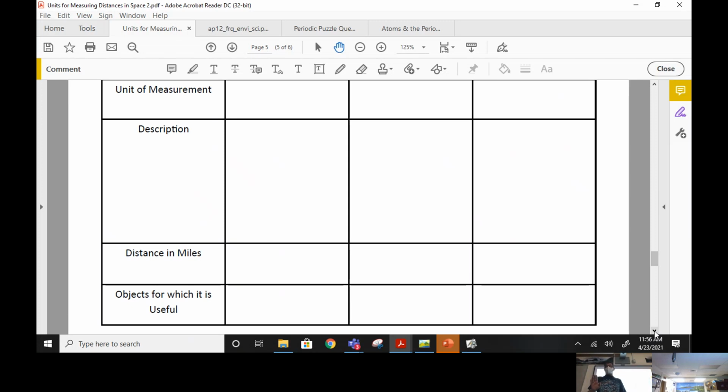One is for measuring the solar system, one is for measuring the galaxy, one is for measuring the universe. Remember, the solar system is just our sun and the planets around it. The galaxy is like an island of stars in space. Our galaxy is the Milky Way galaxy. We're just one of a million stars in that galaxy. But then the universe has all the galaxies. So I'd like you to get that filled in before the bell rings.